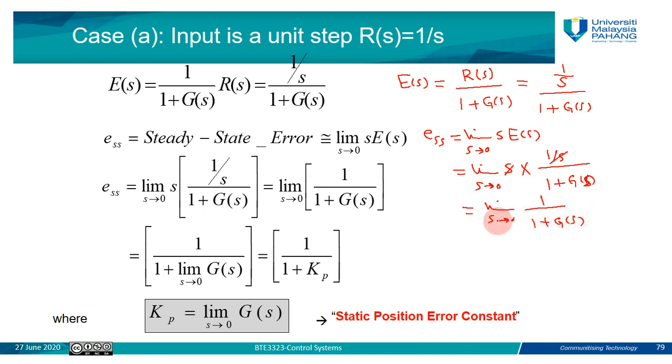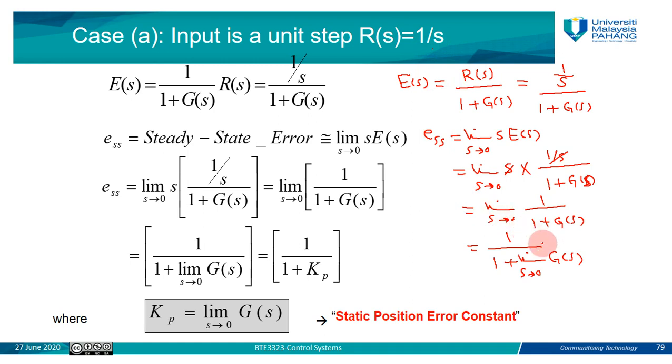Now, if I just distribute the limit here, the limit for 1 stays 1 because there is no s. The limit only will affect the value of the transfer function: limit s goes to 0, G(s). Now this value, which is ess, will equal 1 over 1 plus limit s goes to 0 G(s). It will give you the steady state error when your input is 1 over s.